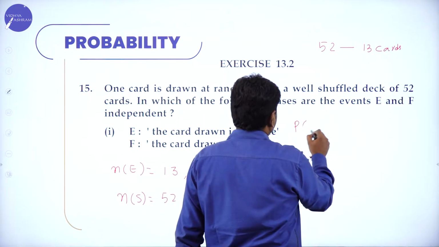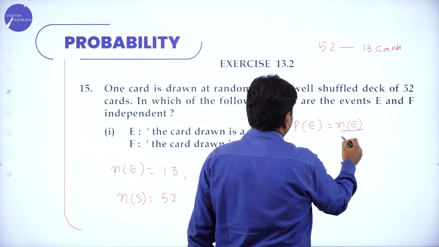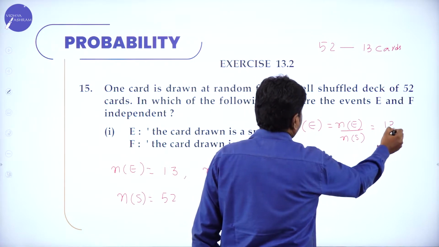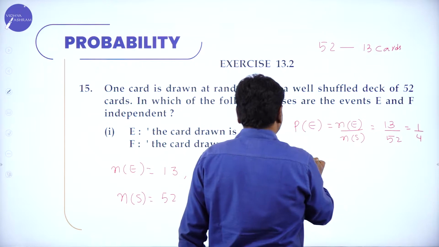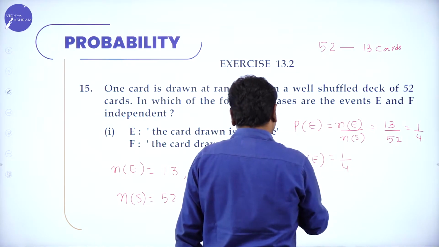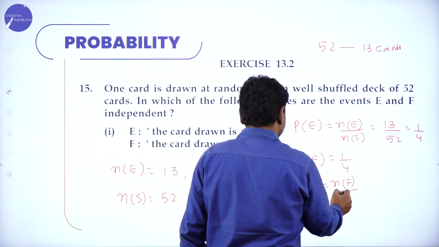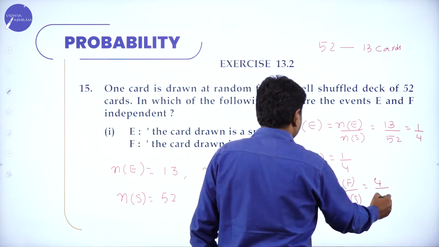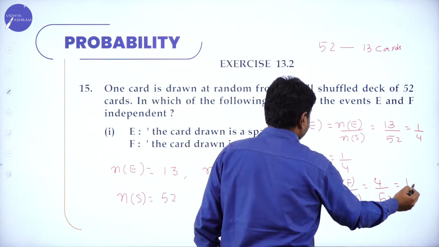Now we'll find P of E. What is P of E? P of E is N of E by N of S. And what is N of E? 13 divided by N of S, which is 52. 13 ones are 13, 13 fours are 52. P of E we got 1 by 4. Then P of F. What is P of F? N of F by N of S. N of F means number of elements in F, 4 out of 52. 4 out of 52 will become 1 by 13.